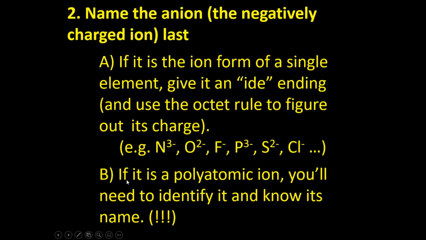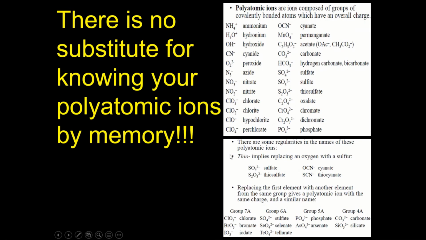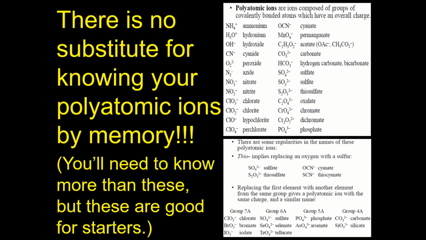If the negatively charged ion, the anion that's part of this ionic compound, is a polyatomic ion, you'll need to identify it and know its name by memorizing. There is no substitute for knowing your polyatomic ions by memory, and you'll need to know at least the ones that are on this screen here. If you're watching on a large screen, you might be able to see this abbreviated list of polyatomic ions and some nice information here about when you substitute a sulfur for an oxygen, you put a thio to represent the extra sulfur, or where the sulfur replaced the oxygen. The thio represents replacing oxygen with the sulfur.